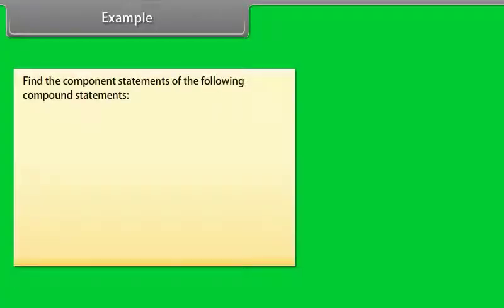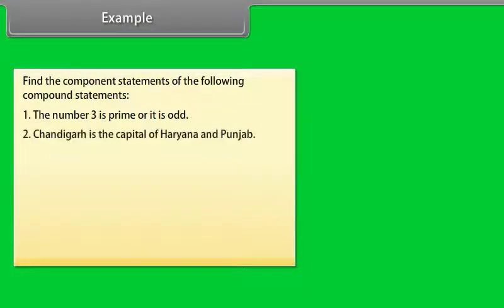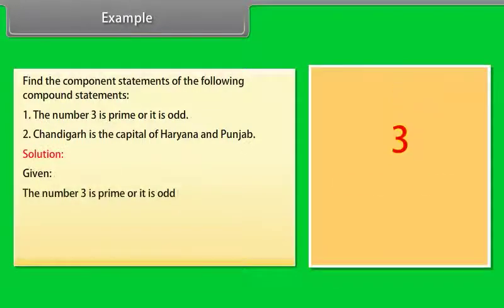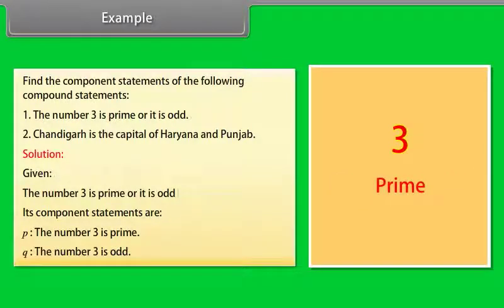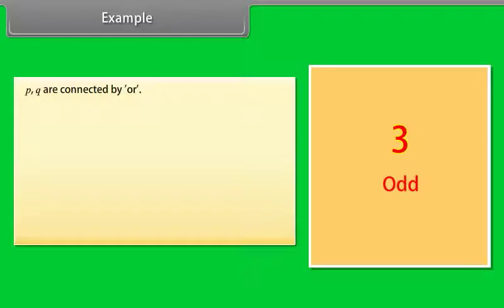Example: find the component statements of the following compound statements. The number 3 is prime or it is odd. Chandigarh is the capital of Haryana and Punjab. Solution: given the number 3 is prime or it is odd, its component statements are: P is a statement that the number 3 is prime. Q is a statement that number 3 is odd. P and Q are connected by or.